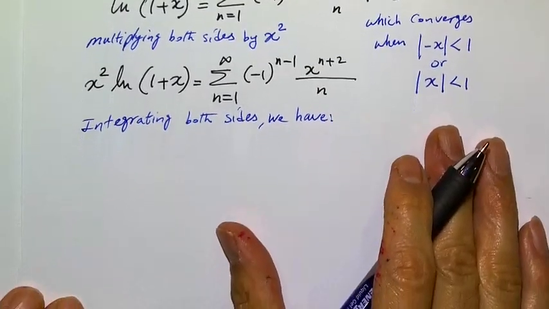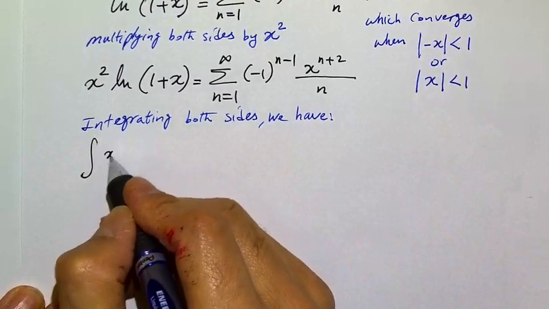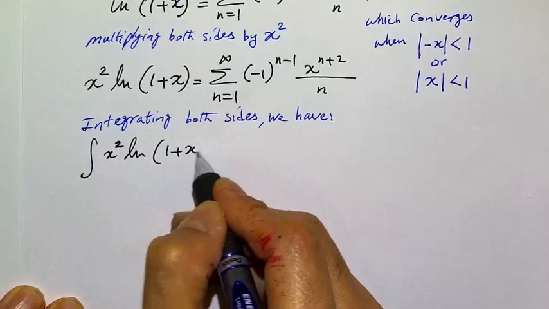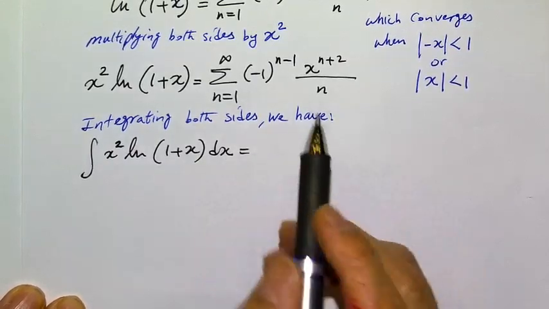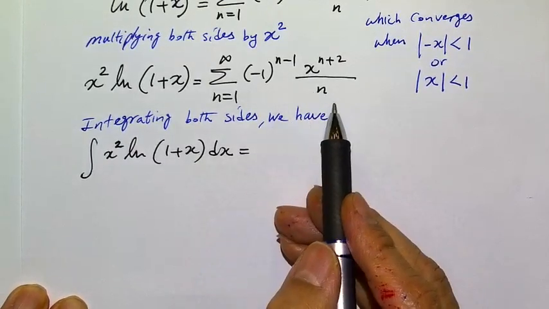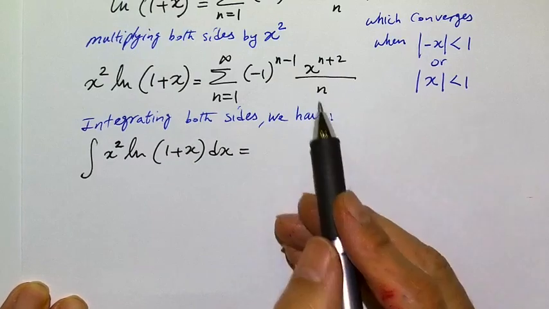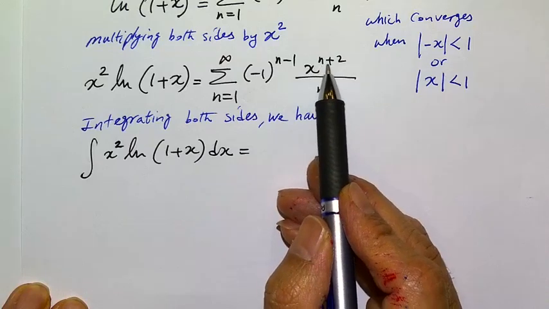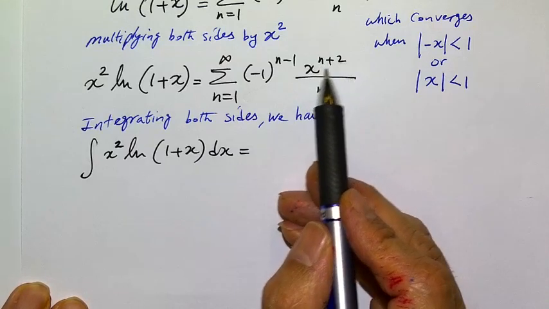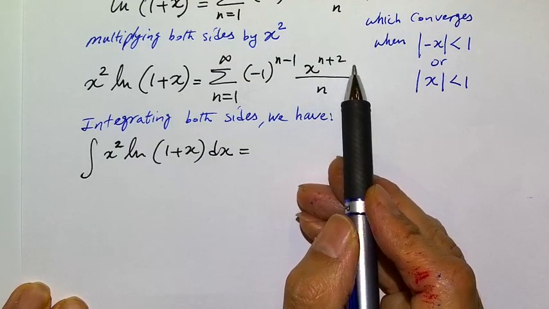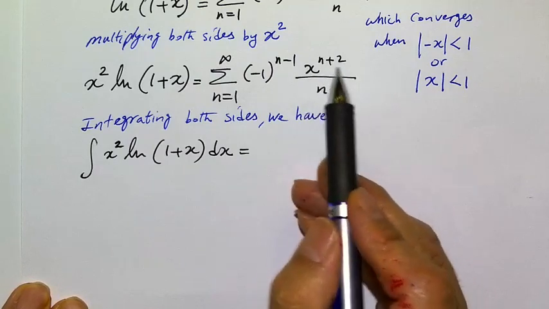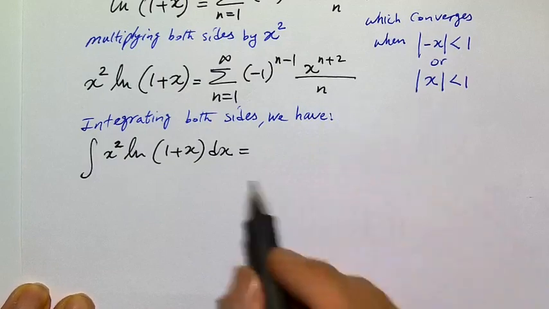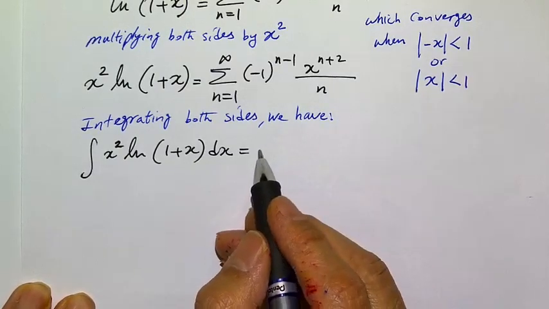So on the left, we have the integral of x squared natural log of 1 plus x dx. On the right, we can do what we used to do whenever we integrated x terms. So we will do x to the n plus 2 plus 1. It will be n plus 3, divided by that new power, which is n plus 3, which is n times n plus 3. So we have, let me write that.